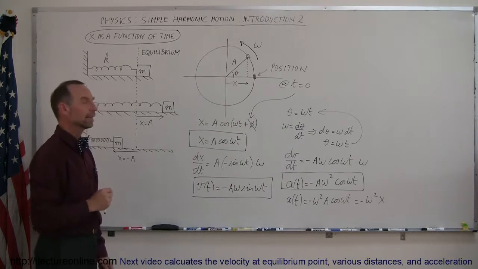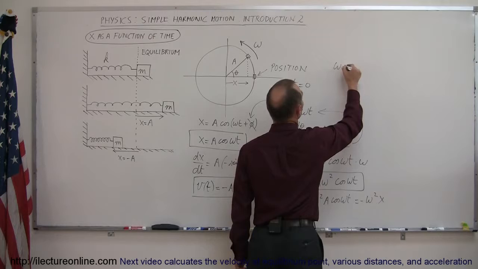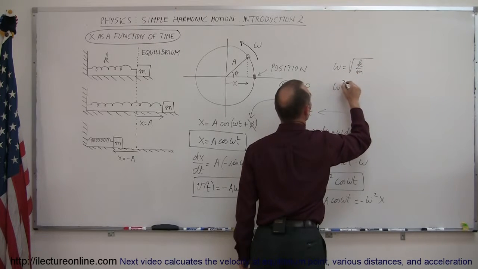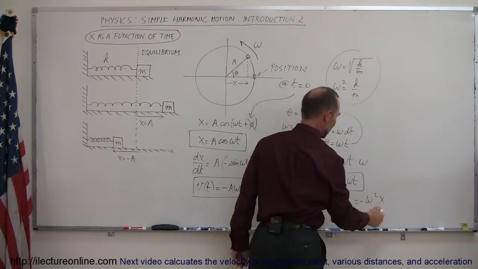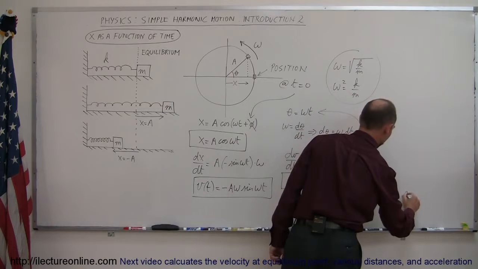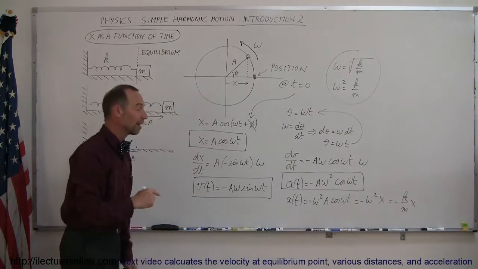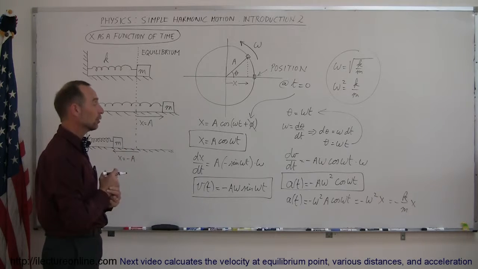Now, what's this omega in here? It's also interesting to note that omega is equal to the square root of k over m, or omega squared is equal to k over m. So if we replace these in here, this can now be written as minus omega squared, which is k over m, times x. That is then again the equation that we found by setting the force equation of the spring equal to the F equals ma from Newton, and you can see the relationship between those two equations.